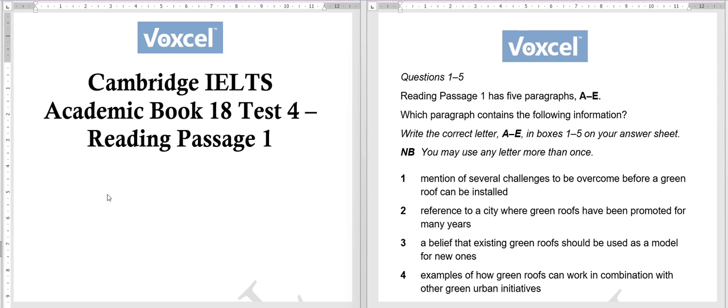In this video, we're going to discuss reading passage 1 of test 4, taken from Academic Book 18. We have already discussed the first 3 tests of this particular book, Cambridge 18. So if you haven't watched those videos, you should, but after watching this one. Without further ado, let's start.